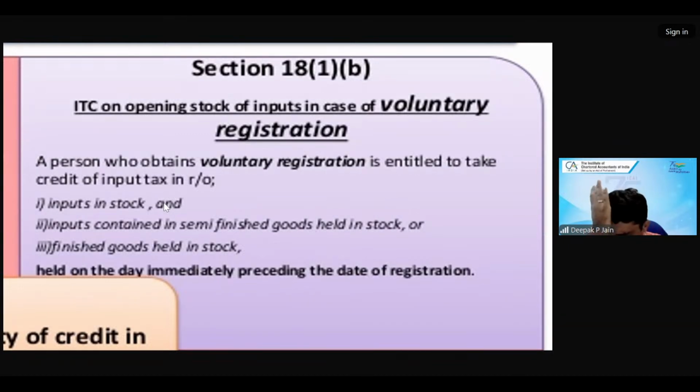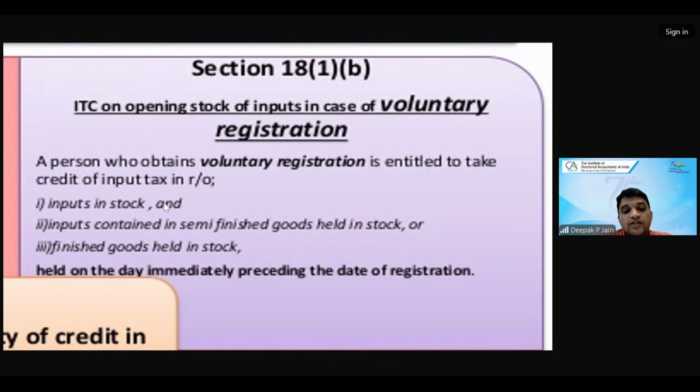This fellow also will get, but here he does not have any timeline that he should apply within so and so time. So he can apply anytime, correct? So whenever he applies, the date of registration which he gets, just one day before that, whatever is the stock, on that stock he will get the credit.